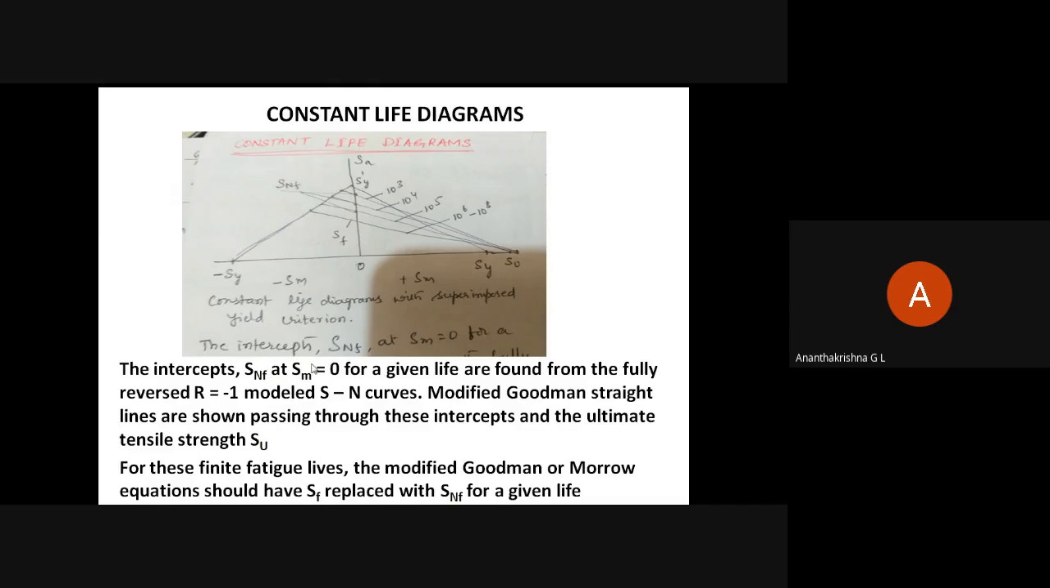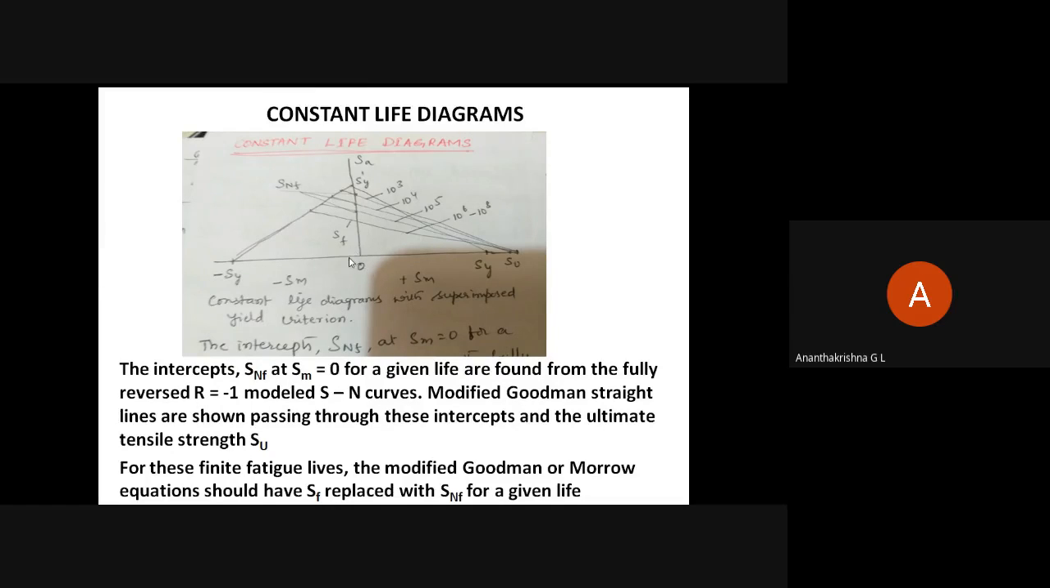Okay, I'll start explaining this. Basically, these are all the straight lines for the modified Goodman and Morrow equations, and this is essentially done for fully reversed loading, that is alternating tension and compression. The shaft is subjected to alternating tension and compression for every 180-degree rotation. So that's why we call it R is equal to -1. This we have learned in our previous discussions.